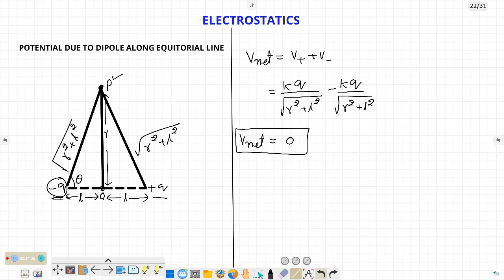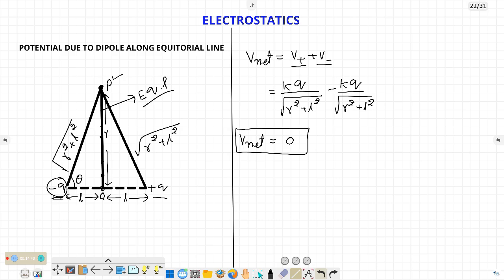So there are two charges and there is a line passing through the center of the dipole. In this case the potential becomes 0. Potential becoming 0 means this line is called an equipotential surface. What is the meaning of equipotential surface? Where the potential difference becomes equal to 0. Here also the potential difference between the positive and negative charge becomes 0, so that is called an equipotential line. So at any point on this equatorial line, the potential is equal to 0 due to the dipole.